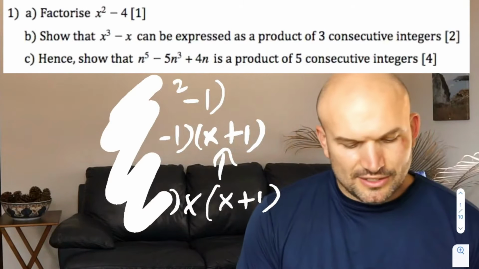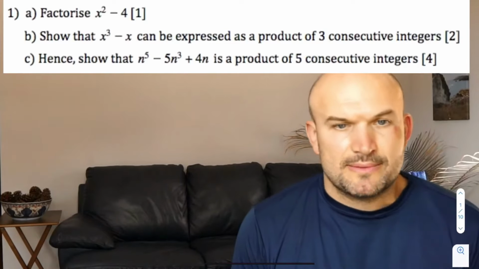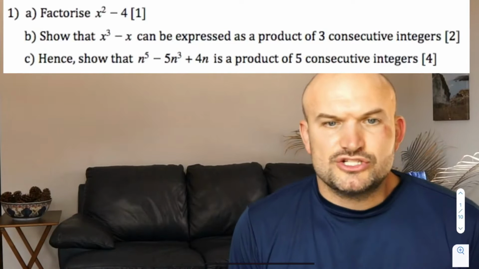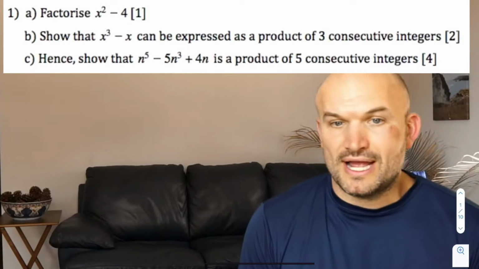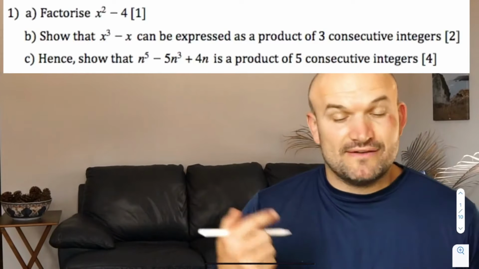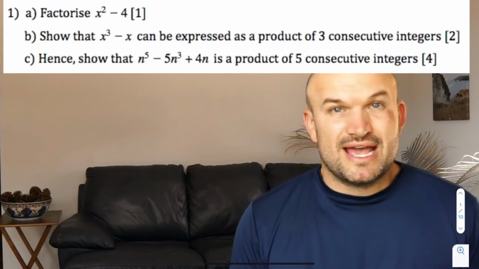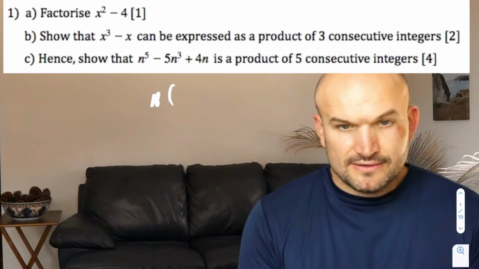All right, so now let's go and take a look at the last example, the third example. So it says, hence show that n to the 5th minus 5n cubed plus 4n is a product of 5 consecutive integers. All right, so now we have a trinomial. And again, you can see that we have an n. So I'm going to factor out an n first of all. So I factor out an n, and we're leaving that.